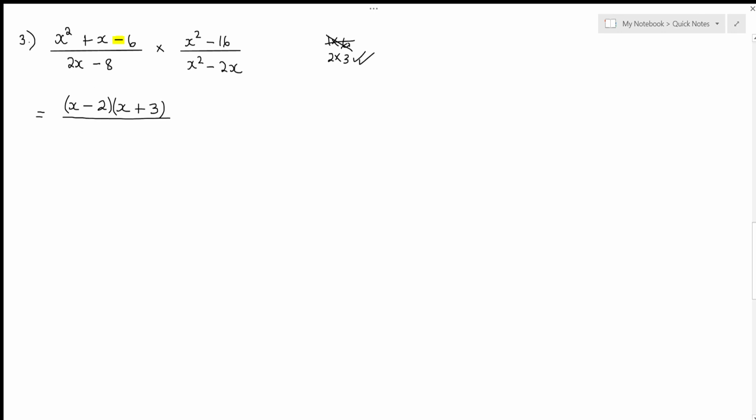Looking at my denominator, my common factor here is 2. I'll take out the 2. 2 times what will give me 2x times x.